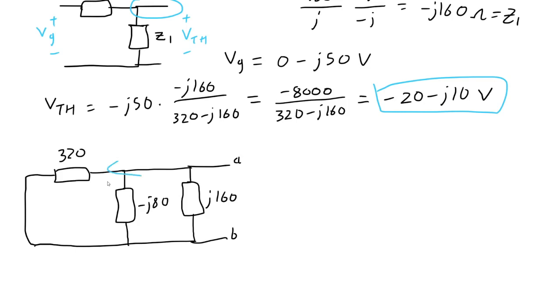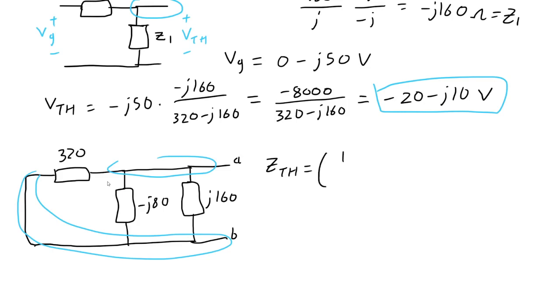You may notice these all share common terminals, so they're in parallel with each other. So we can find the Z-Thevenin as the parallel combination of all these: 1 over 1 over 320 plus 1 over j minus 80 plus 1 over j160, to the minus 1.